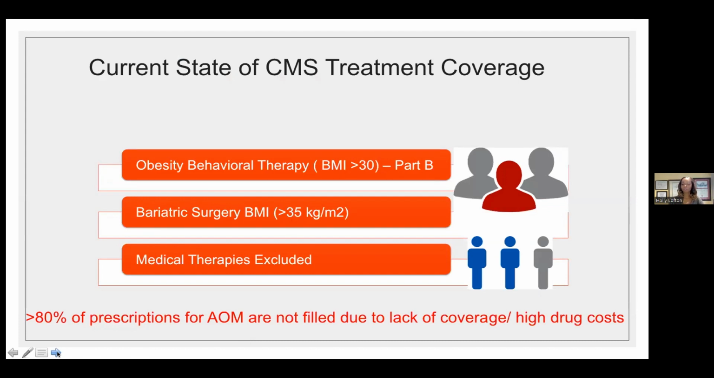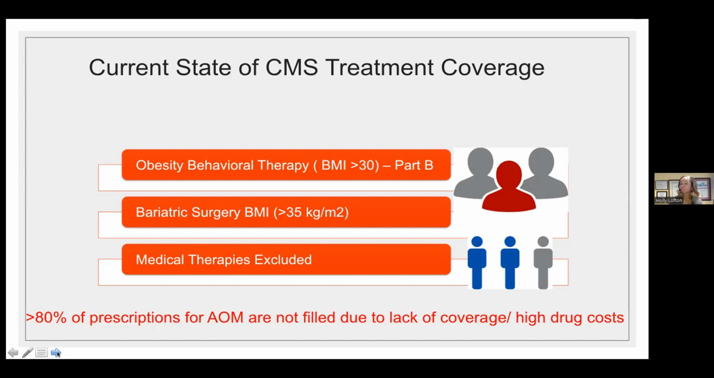I do want to touch on coverage because a lot of times I get questions about, well, these medications work, they've been proven to be effective, but I can't get them covered for our patients. So I will just discuss, for the sake of brevity, the current state of CMS treatment coverage. Medicare Part B does cover obesity behavioral therapy, and that's basically nutritional care, seeing a dietitian, getting some recommendations. That is covered with some specific guidelines. The patient has to be seen a certain amount of time. If they lose more weight, they can continue treatment, etc.